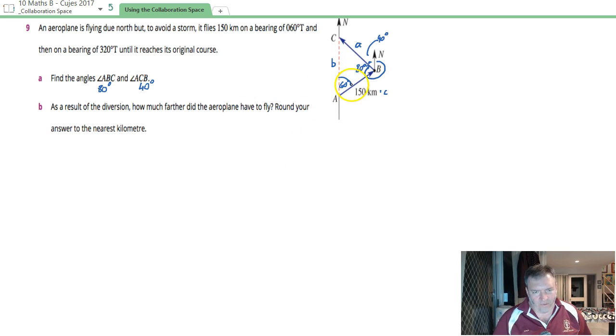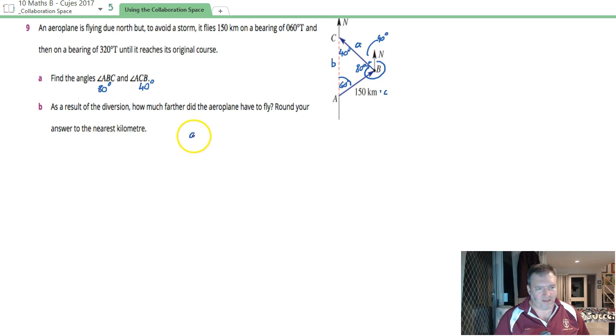So we've got triangle ABC. This side length C is 150. A we're trying to find, B we're trying to find, and then obviously the difference between C plus A and B, that will be how much extra distance they flew. When we only have one side length, then we're going to need to use our sine rule, not our cosine rule. Cosine rule is when you've got two sides and the angle in between, or all three sides. In this case we don't. We know all three angles, 80, 60 and 40, and that's going to be enough for us to figure out side length A and side length B.